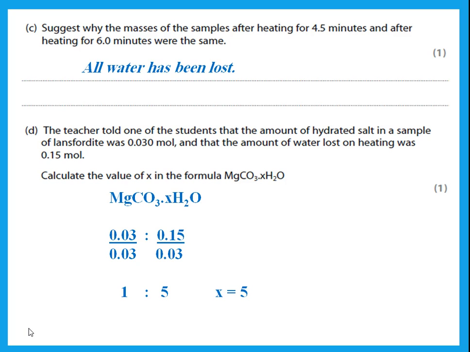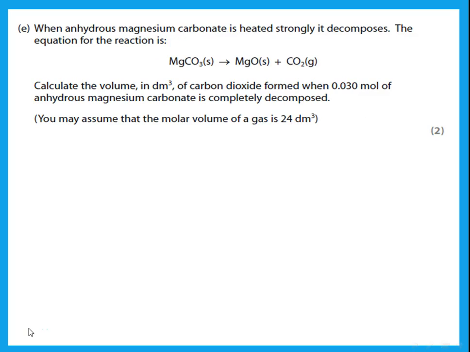Do you understand this? He already gives me the number of moles. So he's saying 0.03 mole of magnesium carbonate has 0.15 mole of water. So these are numbers of moles, and you're just trying to get the ratios. Divide by the smallest, and that comes out 1 to 5. That means that if 1 mole of magnesium carbonate, then the x is 5.